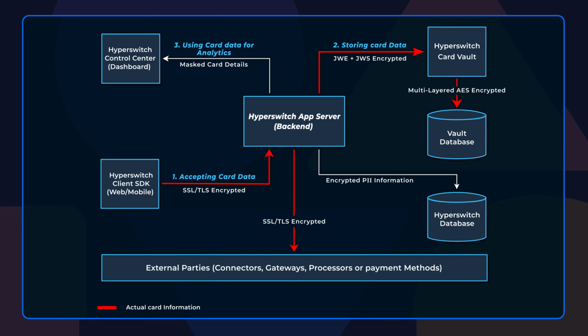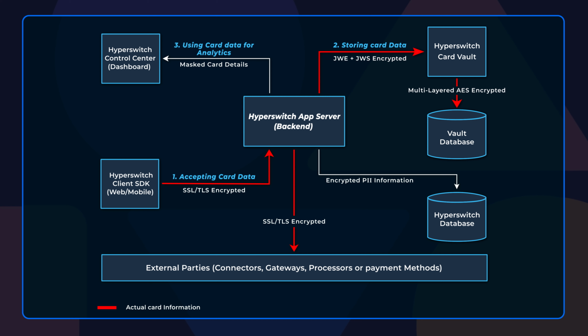Let's see how sensitive card data flows across the various components of Hyperswitch. To begin with, the Hyperswitch client SDK will collect the card data from the customers. This client SDK will be sitting either in your website or your mobile application. It will collect the card data from the customer and then transmit it to the app server, which forms the backend. This communication happens on HTTPS standards and is basically SSL or TLS encrypted.